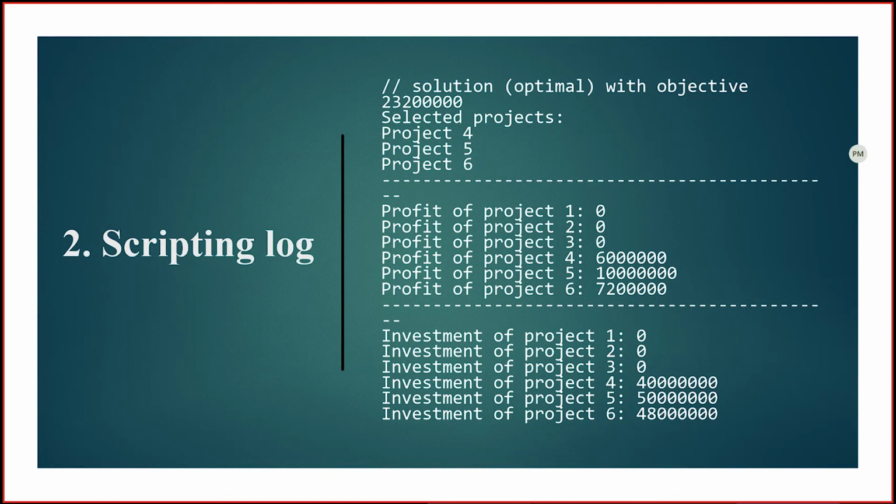The total profit is about 23.2 million, with investments of about 40 million, 50 million, and 48 million. The total investment is about 138 million. This is the end of my presentation.